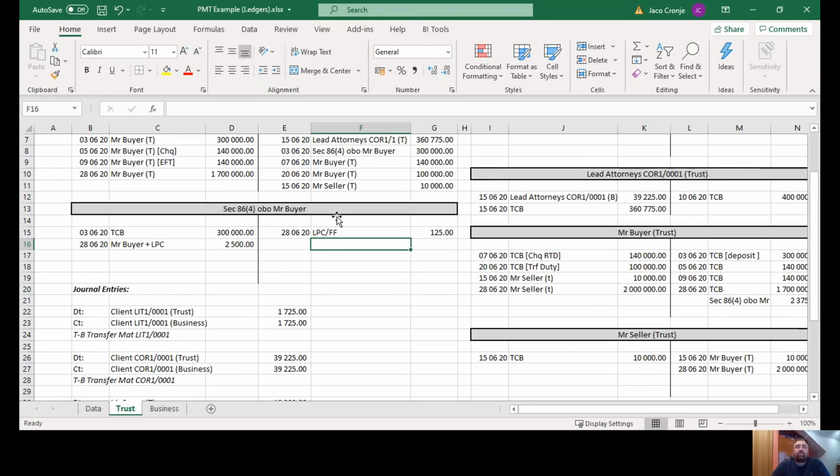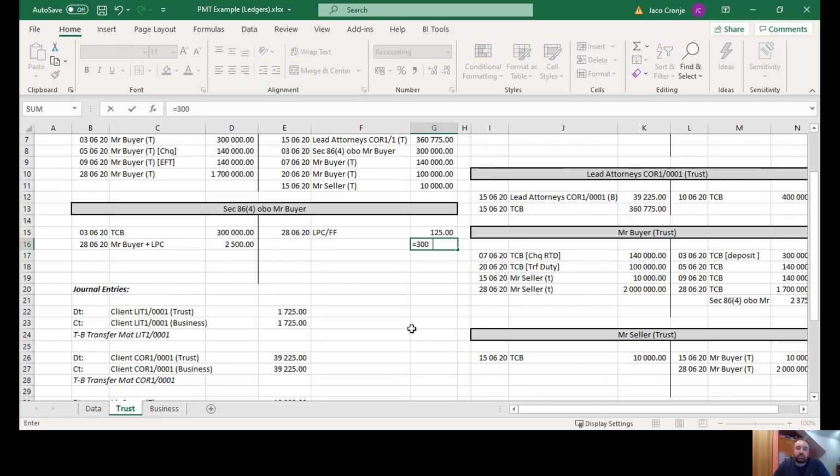Okay, and now we have to withdraw the balance of this investment account. How much is there now that we can withdraw? The answer is there was 300,000. We got interest of 2,500 and we paid 125 to the LPC. So that's the amount that is being withdrawn.